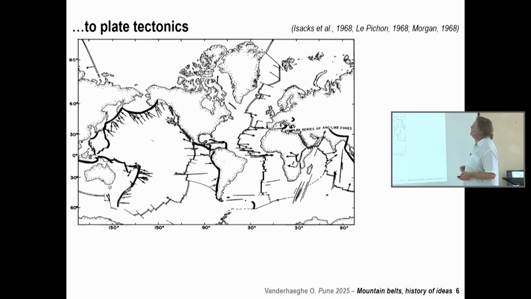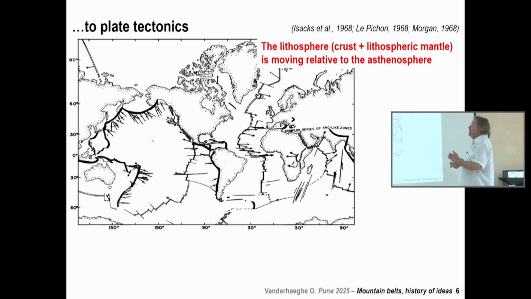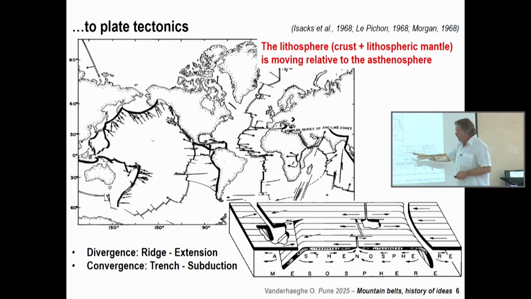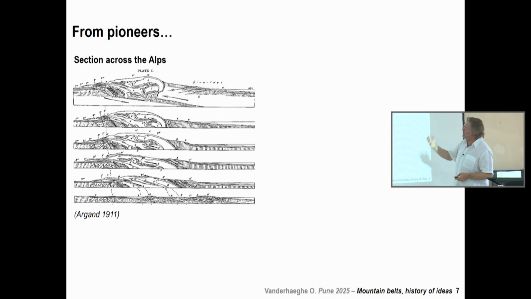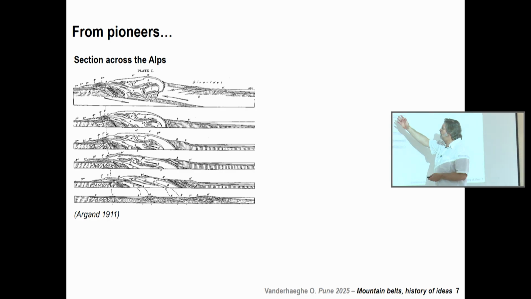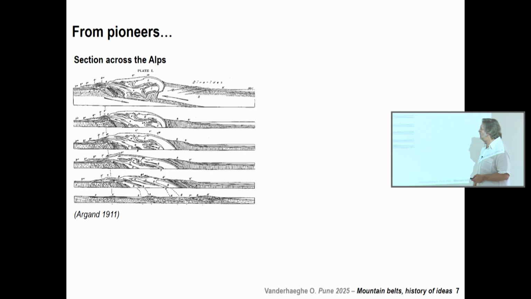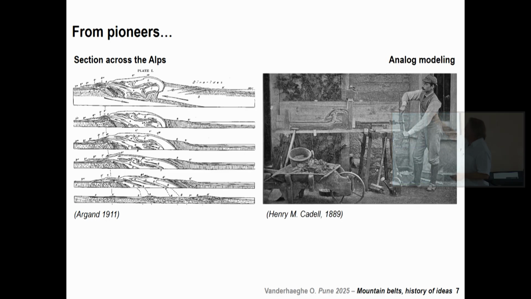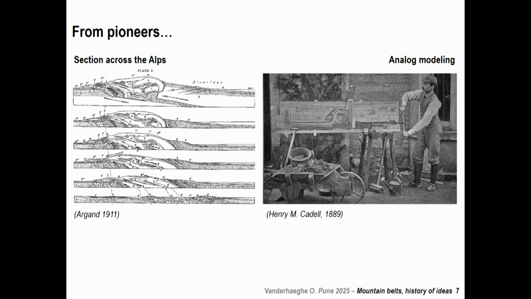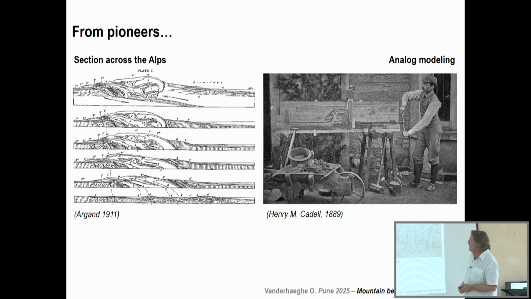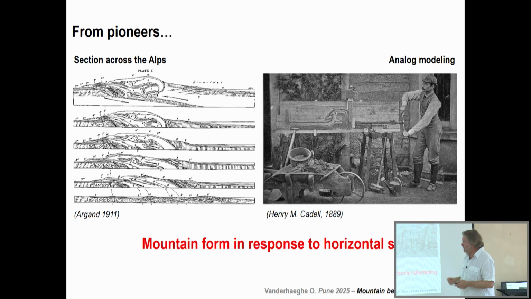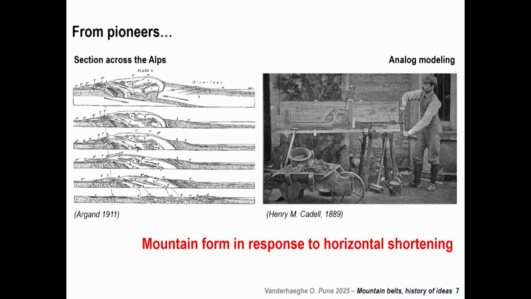So we moved to plate tectonics in the 60s. That stipulated that what is moving is not only continents, but the lithosphere, crust plus lithospheric mantle, relative to the asthenosphere, and we'll develop on that. We'll also look at the work of pioneers in geology, with Argand, a very creative geologist working on the Alps, and he reconstructed the tectonic evolution of the Alps, which was then reproduced in analog modeling, with a little bit of clay and sand and some kind of torque, which will produce that exact deformation. And at that time, what they gained from that is that mountains form in response to horizontal shortening, deformation.